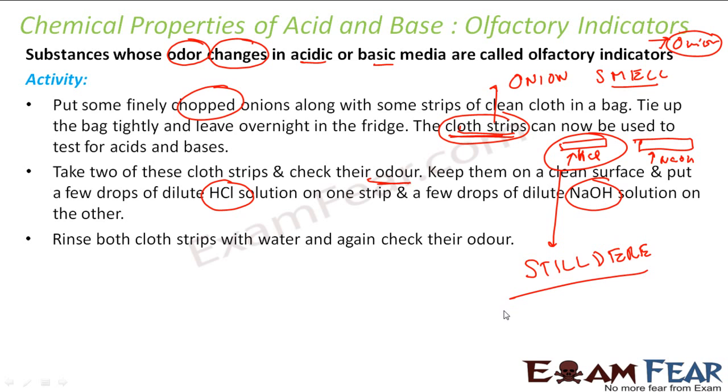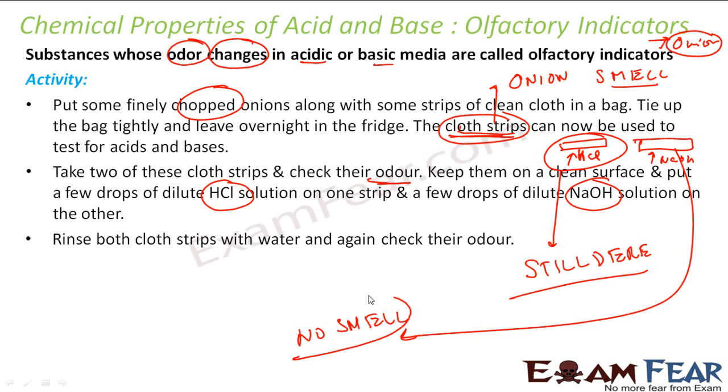The one where you have put hydrochloric acid is still smelly, and the one where you have put base has no smell. The smell goes off. You can do this actually in your lab. You can take this onion strips from home, put it in the fridge, take it to your lab, ask your lab manager or assistant to give you hydrochloric acid and sodium hydroxide. Put that on these two different strips, and then you again see the smell.